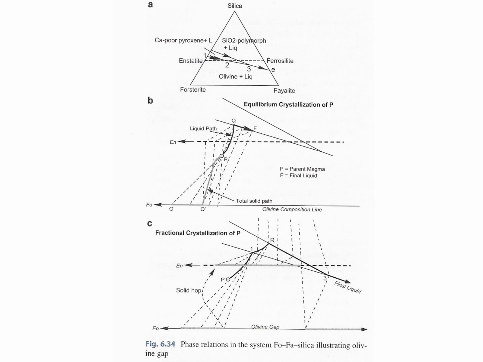So in diagram number B, we have here the crystallization trends, the olivine composition line from total solid. So we have here the parent magma P, we have here F, the final liquid, and here we have diagram C, the fractional crystallization of P.